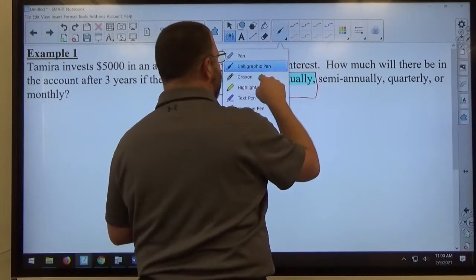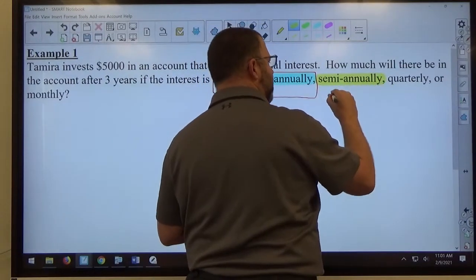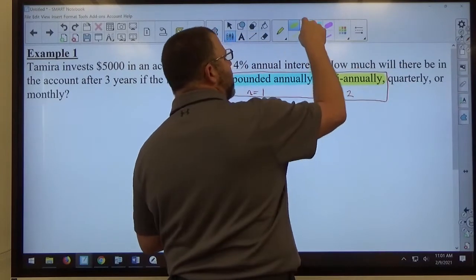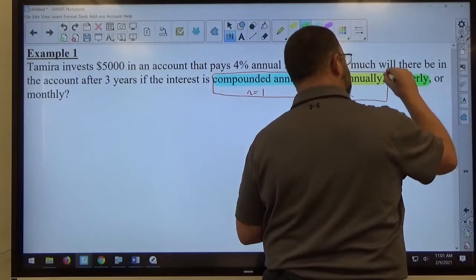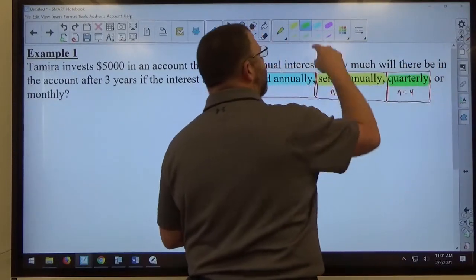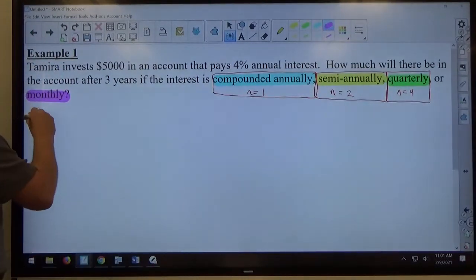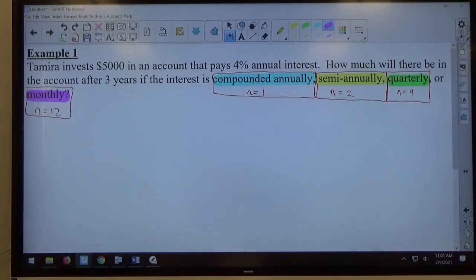Then they want us to compound it semi-annually. That means n equals 2. They want us to compound it quarterly. That means n equals 4. And then they want us to compound it monthly. That means n equals 12. So again, 4 problems. Everything stays the same except for the n value. For each problem, I'm going to change what n is. Everything else stays the same.